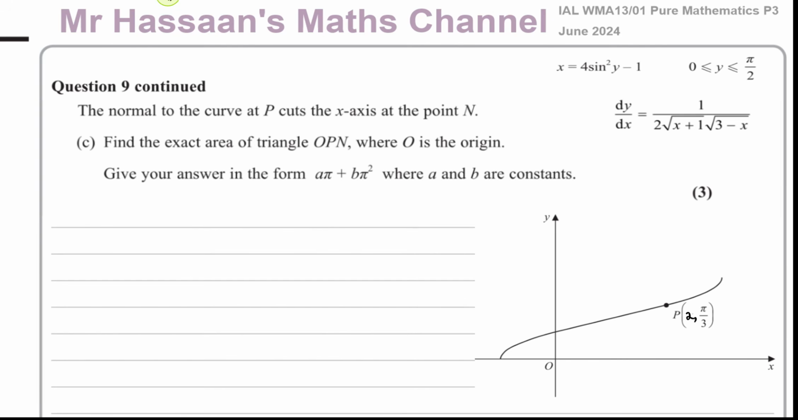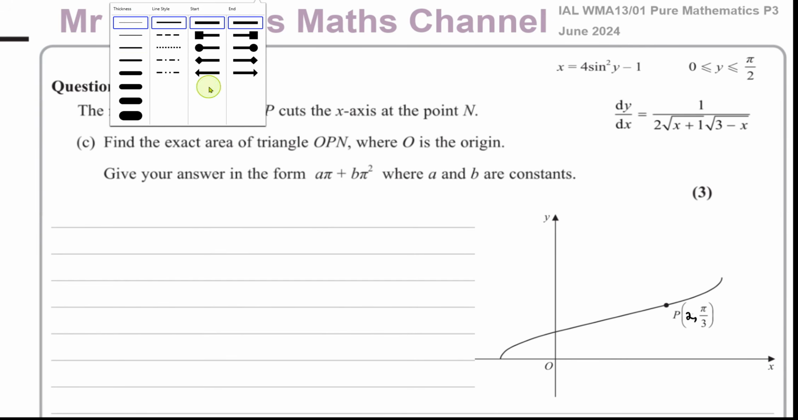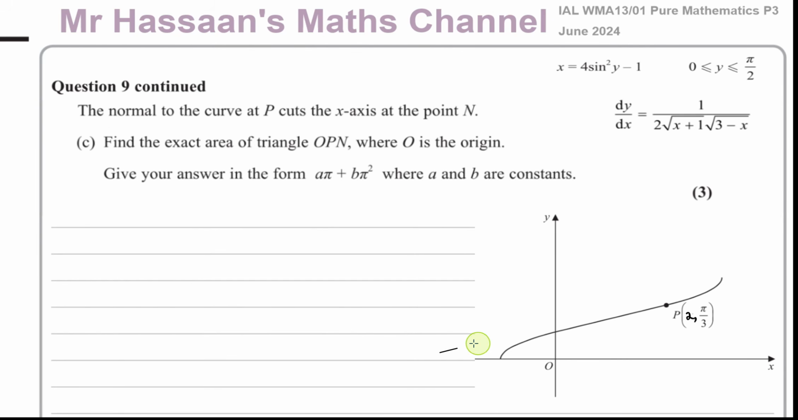So the normal to a curve is perpendicular to its tangent. And the tangent to a curve shares the gradient of the curve at the point where the tangent touches the curve. So here you have the tangent, and the normal would be a line which is perpendicular to the tangent, which will cut it at right angles, and it will also go through the same point P. So this is the normal, which we have to be considering here, and this is the tangent.